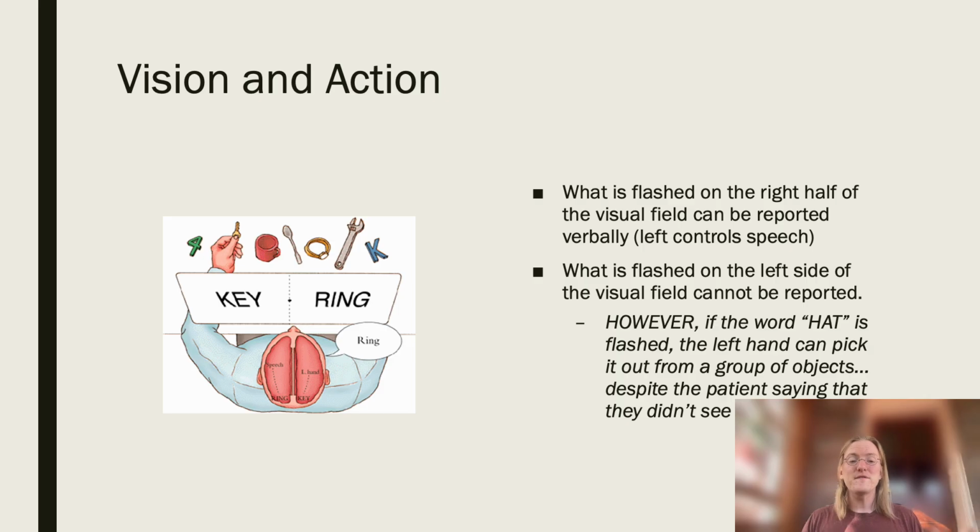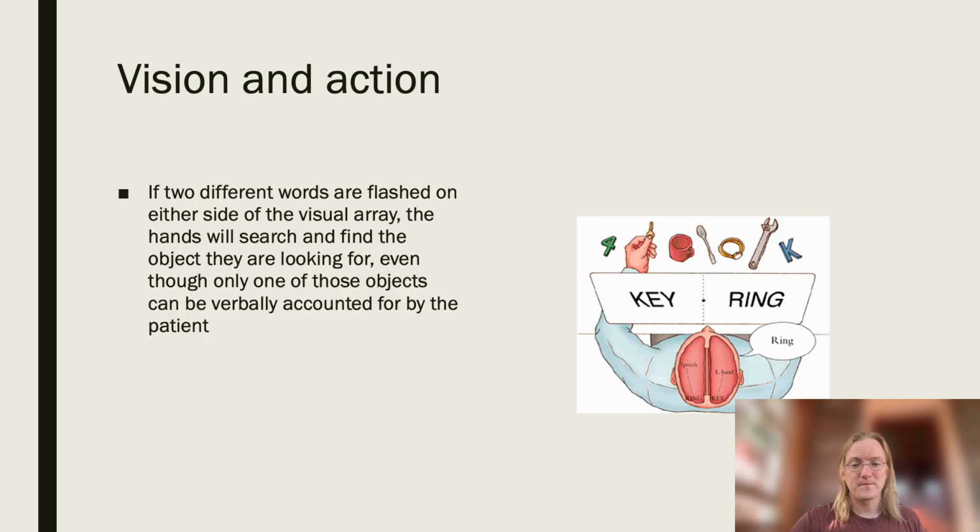However, the left hand is also controlled by the right brain, where the word key was visually sent. If the patient searches for an object among several objects with their left hand, it will get a key, and the patient won't know why. It's very, very strange.